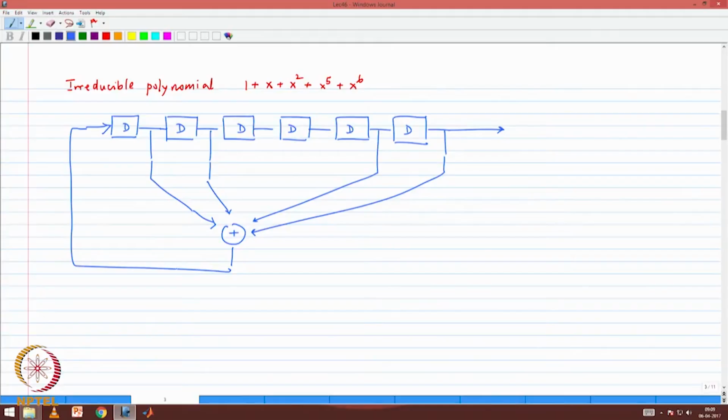You can start with any starting state, it does not matter, and the sequence will repeat itself. So we should get a 2 power 6 minus 1, in this case a 63-length sequence. Don't do it by hand, I just want you to make sure that you are able to do that.